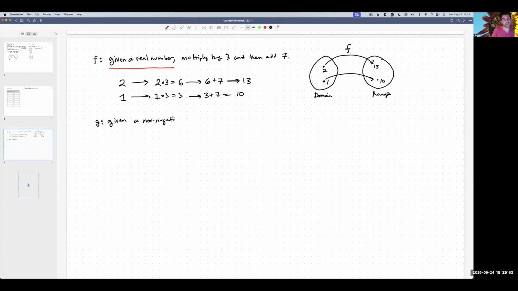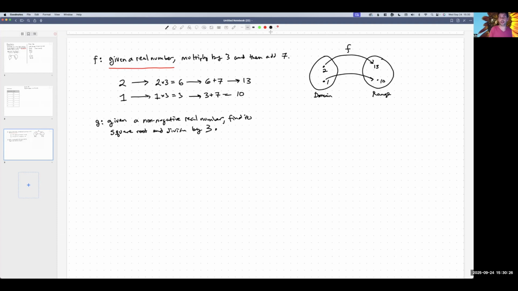So in this function, given a non-negative real number, find its square root and divide by 3. All right, the writing's looking a little sloppy at times. I might need to get a new pen for this. Okay, so it's a similar kind of thing.